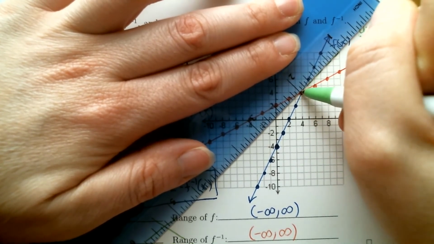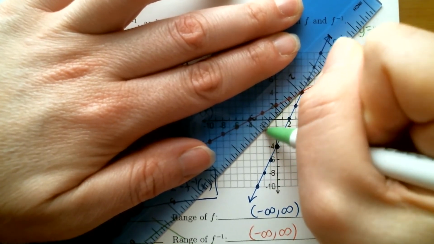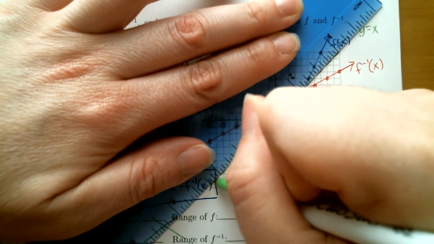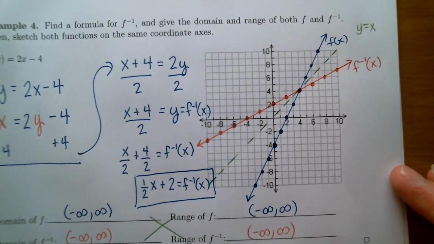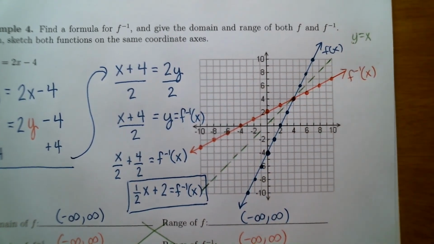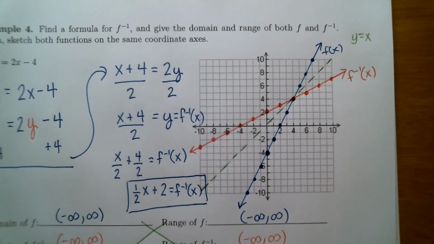And what you will see is that the original function and the inverse function are reflections of each other about this line. So there's the line y equals x, drawn in. If you were to take the sheet of paper and fold it along the green dotted line, the blue graph would lie on top of the red graph.